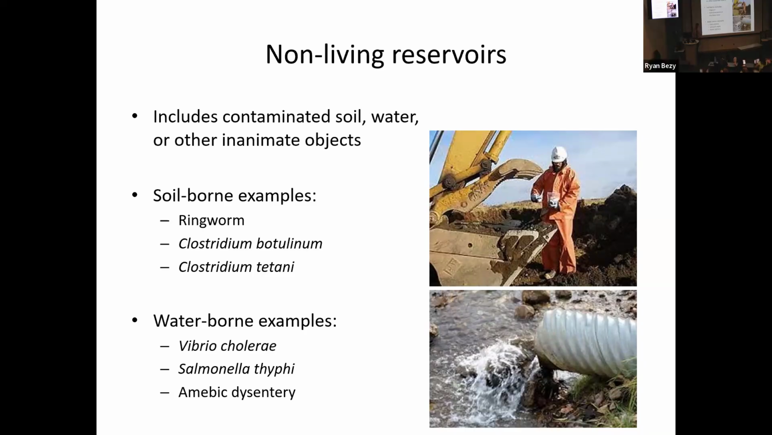There's Clostridium botulinum, Clostridium tetani. Again, these are typically contracted from contaminated soil. You have waterborne examples where you have contaminated water, because this can cause things like amoebic dysentery, Salmonella typhi, Vibrio cholerae, which causes cholera. These are from drinking contaminated water, for instance. And then you get a lot of times these diarrheal dysentery diseases.